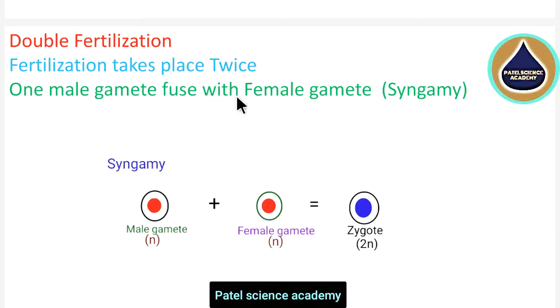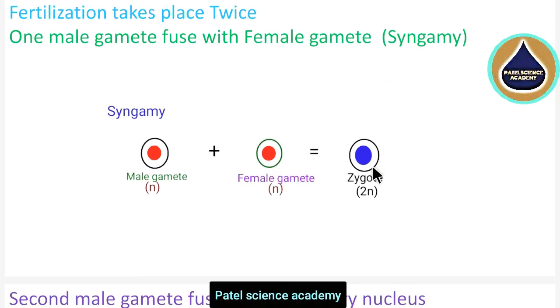One male gamete fuses with the female gamete. One male gamete, if it is going to fuse with the one female gamete, which is single haploid having half number of chromosome, this is also haploid having half number of chromosome. So this one male gamete, if it fuses with one female gamete, produces the diploid cell, that is called zygote. By the process of the first fertilization, it is called syngamy. Syngamy means the process of fusion of male gamete with one female gamete to produce the zygote. This is called syngamy or first fertilization.